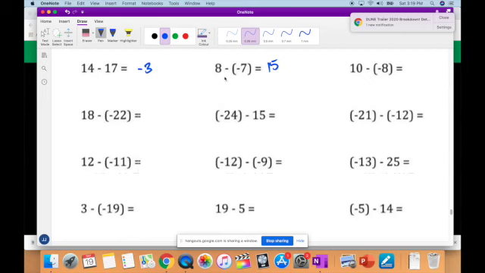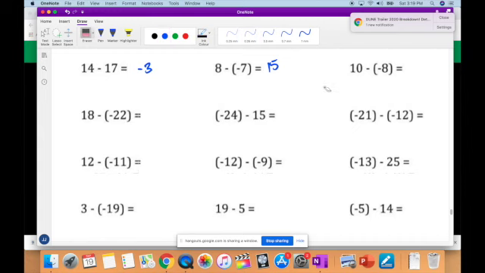The signs. Right, you had to watch the signs. Two negatives will give you a positive. We all know that, right? So when you have a negative and a negative, negative 1 minus negative 1 is actually 1 plus 1, and a negative and a negative gives you a positive.